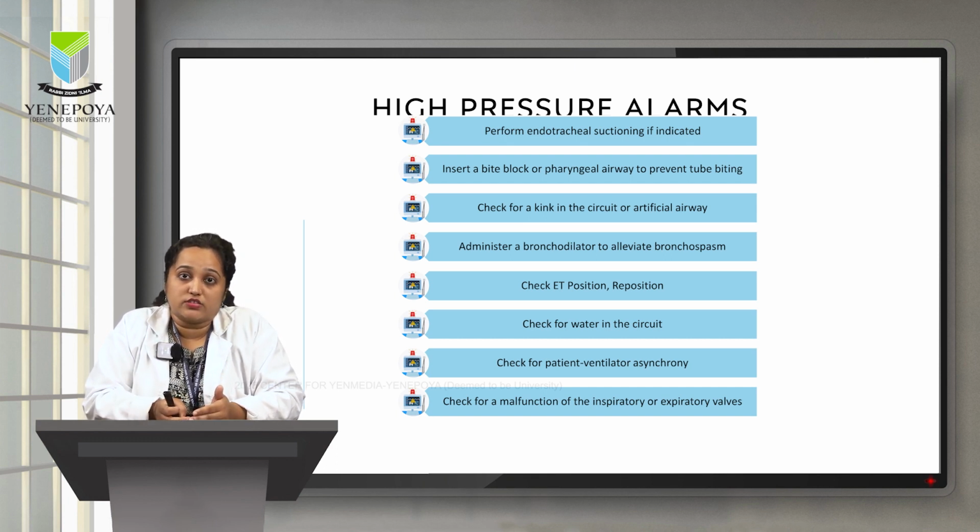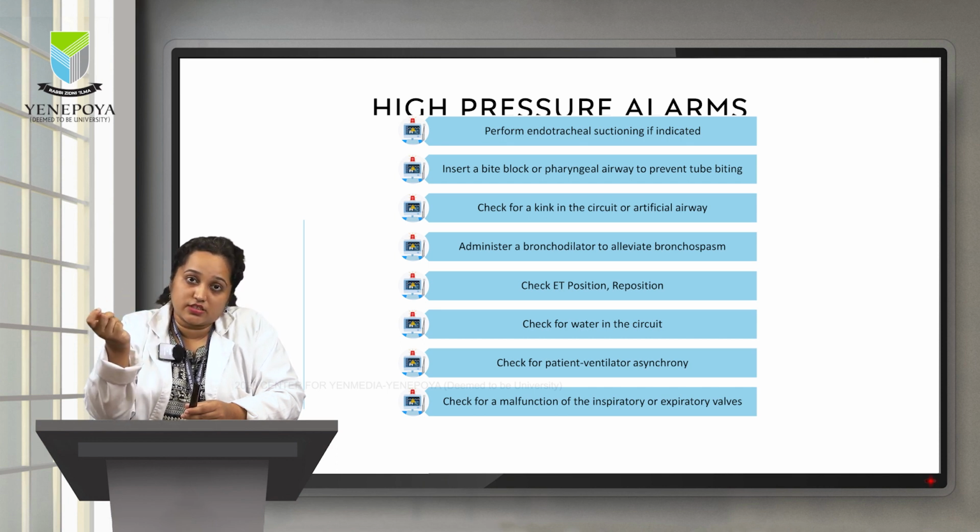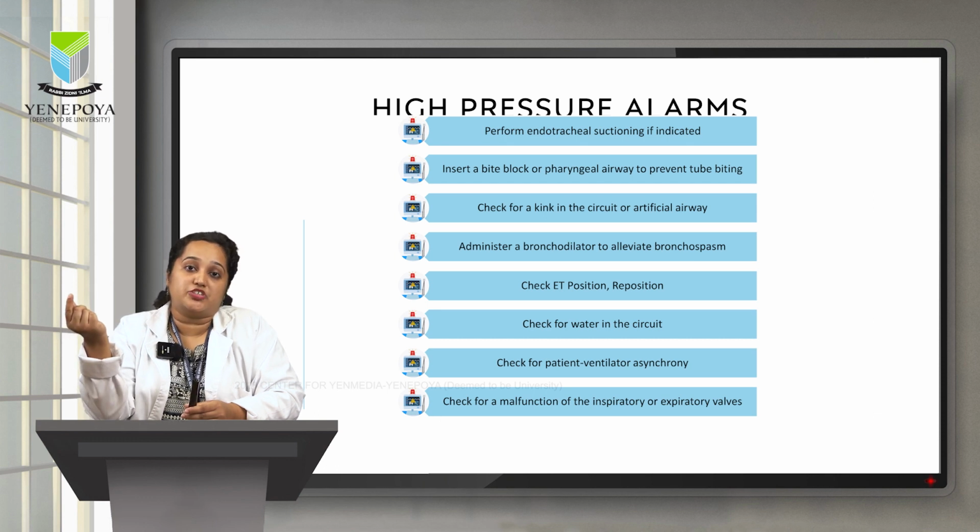Check for water in the circuit. Most of the time, whenever condensation is happening in the circuit, the water is going to accumulate in the circuit, which will lead to a high peak pressure alarm.